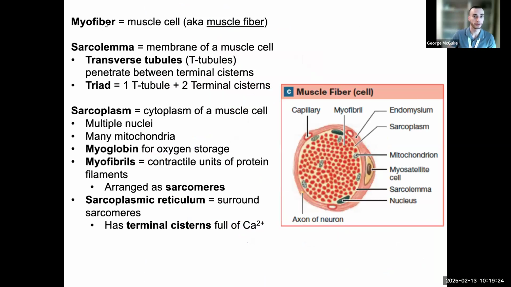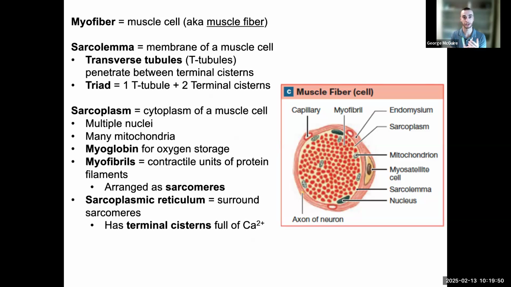So again, you might hear multiple names referring to a muscle cell. So muscle cell is synonymous with myofiber or muscle fiber. Any of those three terms show up in the textbook referring to the same thing, a muscle cell, or you might see them show up in different contexts, YouTube videos, any other articles you might be reading. But those three terms are synonymous. They all are referring to one muscle cell.